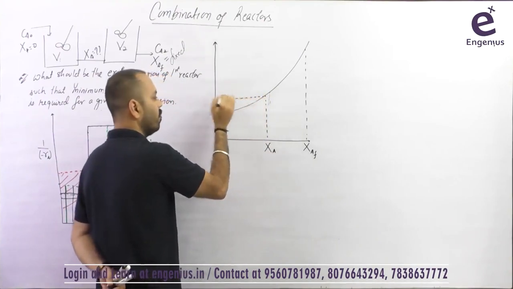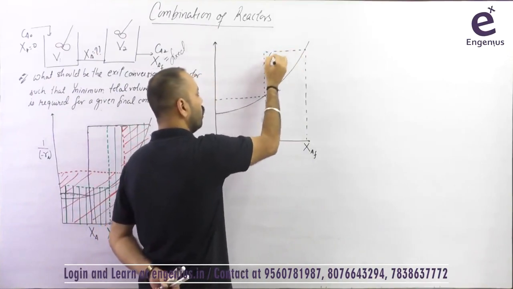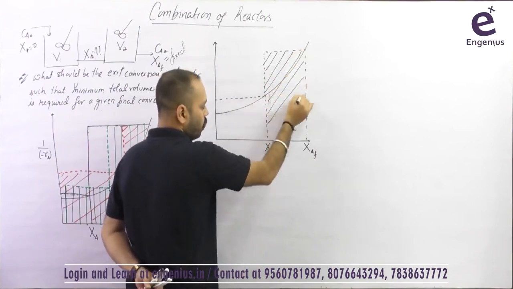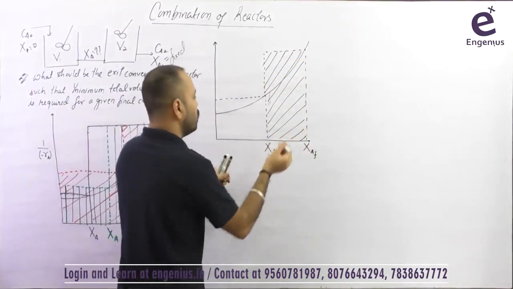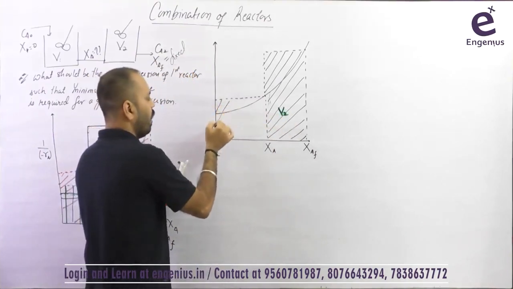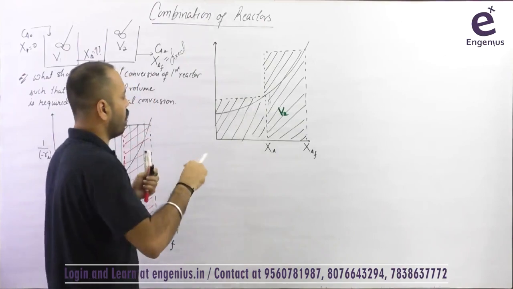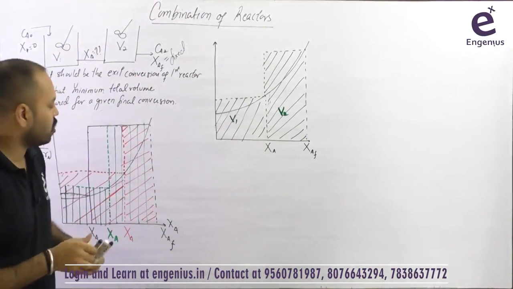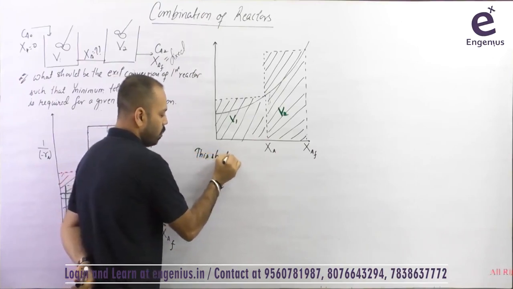Then what is the criterion if it is minimizing? How can you find the criterion? What is the total volume V1 plus V2? The total volume is the shaded portion. This portion gives you the total volume V1 plus V2 required for the final conversion. So let us suppose this denotes V2 and this area denotes V1. Fine. And let's say I have found the point where the total volume is coming out to be minimum.